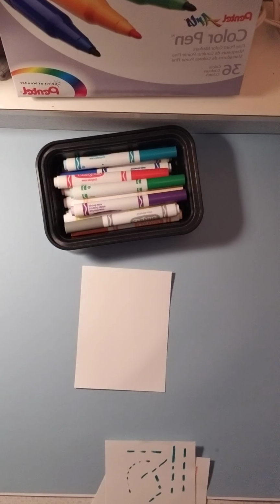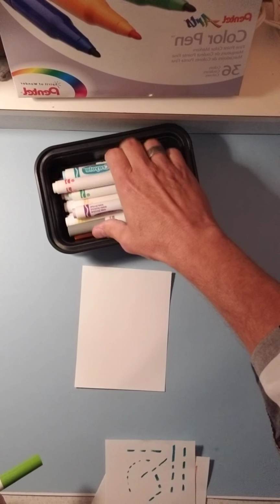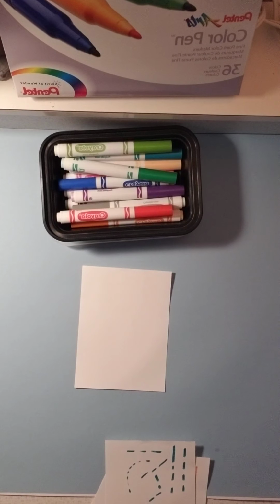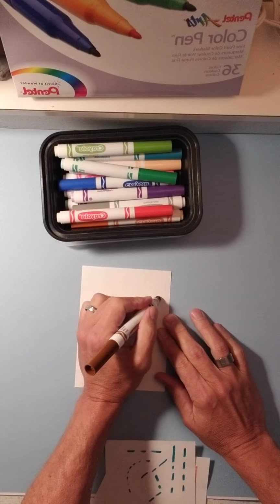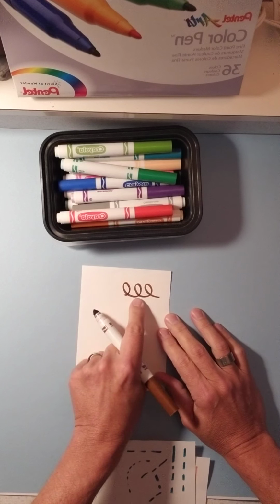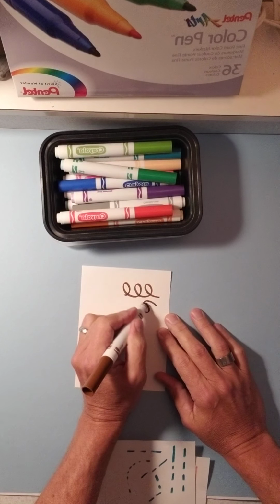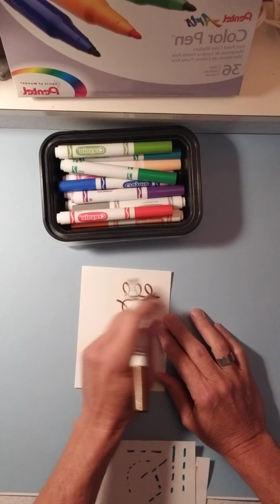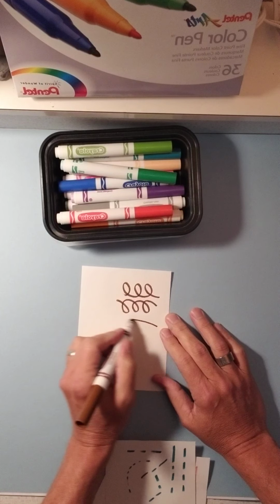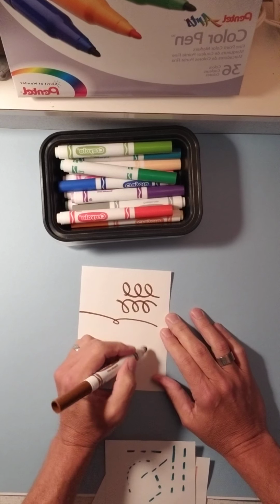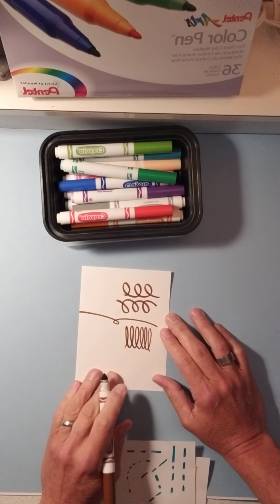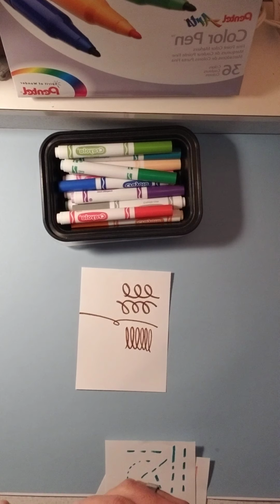The next type of line that we have is called a loop line. And a loop line is a curved line that circles around itself. It goes like this. Loop, loop, loop. They can go up. They can go down. They could be horizontal, vertical, or diagonal as well. They could be expanded, or they can be condensed. Those are called loop lines.